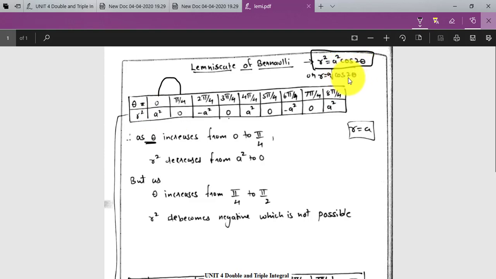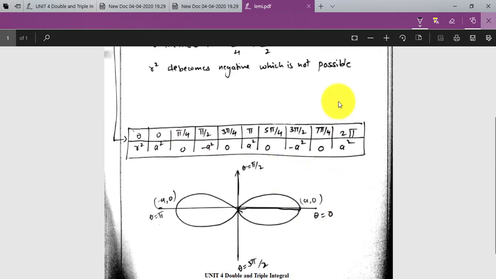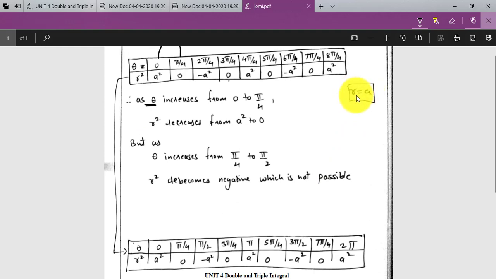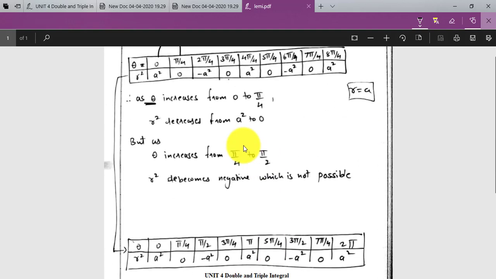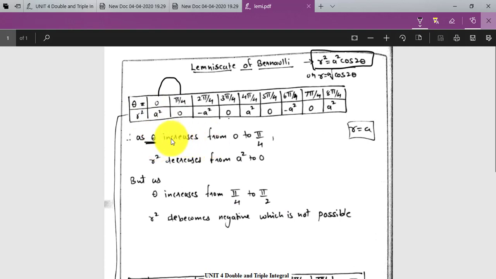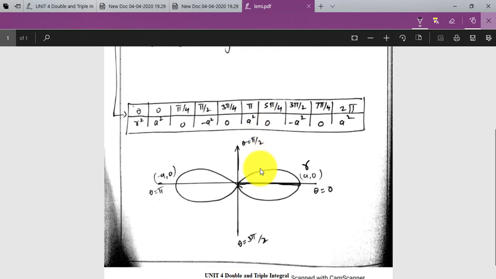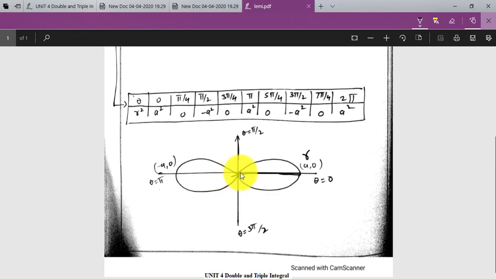See, if you substitute theta as 0 here, this turns out to be 1, so the value is a square. Therefore r square is equal to a square, so r is a. Since theta is 0, the value of r will be at a distance a. Now theta increases from 0 to pi by 4. So pi by 4 is nothing but 45 degrees, right?